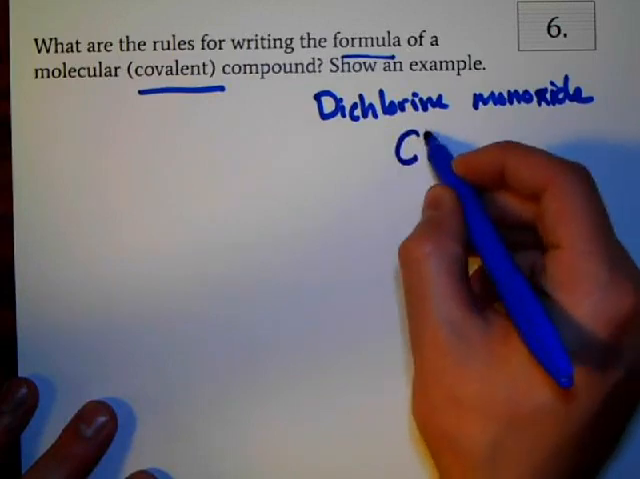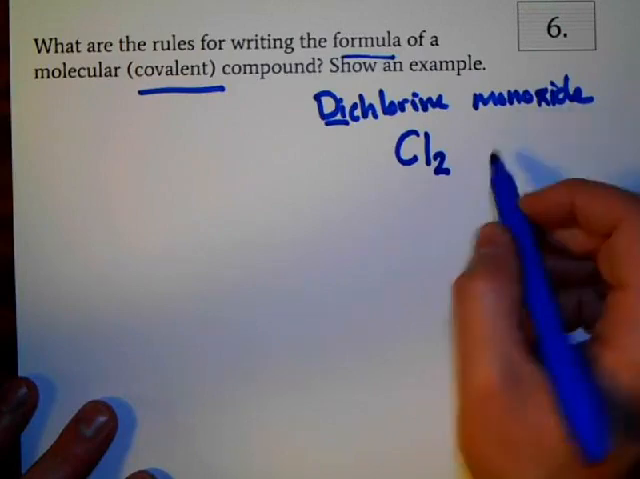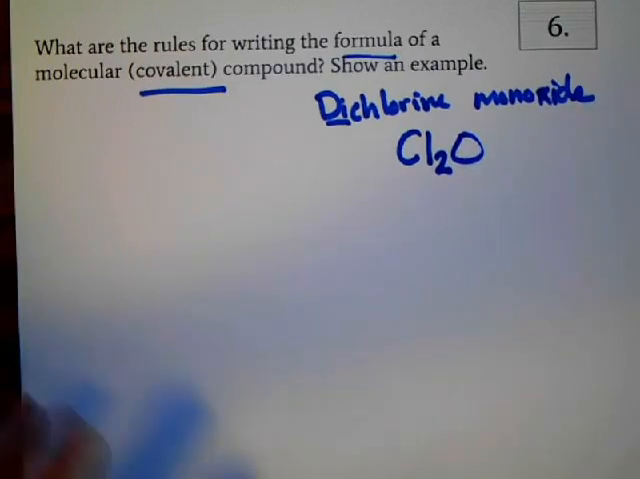So if I have dichlorine, that means I have chlorine. The di means I have 2 chlorines. Monooxide means I have 1 oxygen. It's as simple as that.